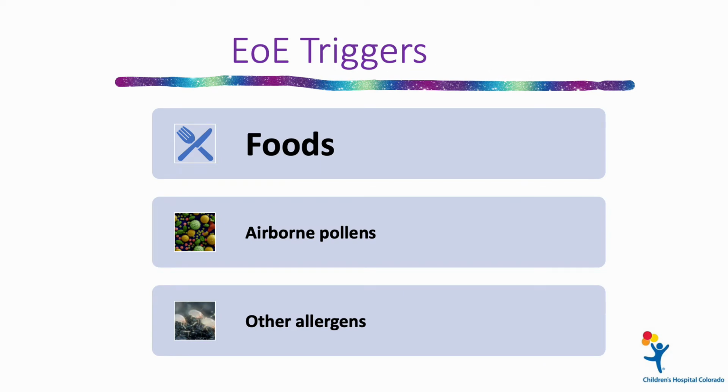So what are the triggers of eosinophilic esophagitis? The most common are food antigens. Airborne pollens can also play a role in some patients and lend seasonality or seasonal worsening to the disease. And then there are other allergens such as dust mite, etc., that might play a role in some patients.